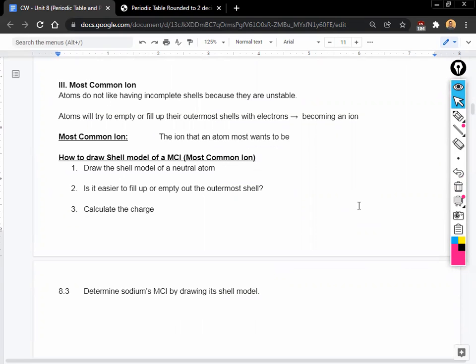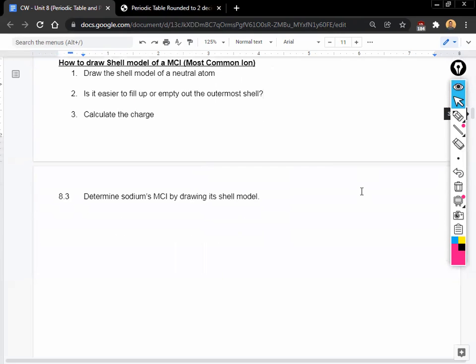Atoms don't like having incomplete shells because it makes them unstable, right? They want to fill up their shell. Whatever shells they have, they want to make sure it is completely filled up, all the slots taken. They're going to try to fill up that outermost shell with electrons, or by kicking out electrons, and that's going to make them into an ion. We learned before that the MCI, most common ion, is the ion that the atom wants to be. So now we're going to practice drawing shell models for most common ions, okay?